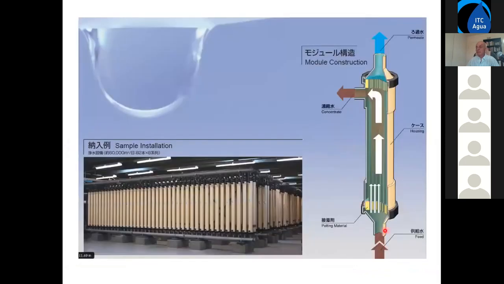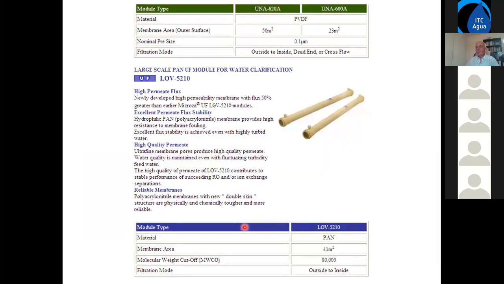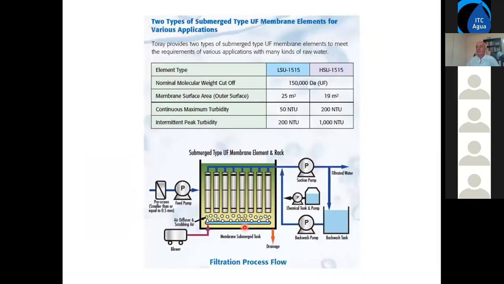Okay, so you have the feed coming in, and this is the potting material. And the air is also provided at the bottom. And the configuration is similar in a sense to Inge. Okay, so these are submerged elements. This is how it looks. You have a tank with air scouring, the tank is filled with feed through a screen of half to a few millimeters, and a vacuum pump takes the filtrate water, and some of the filtered water goes to the backwash tank and backwash pump.